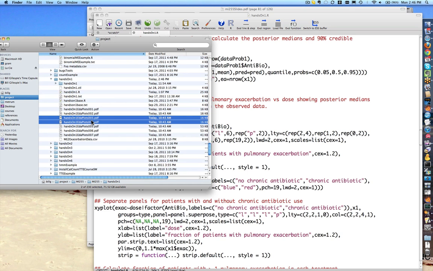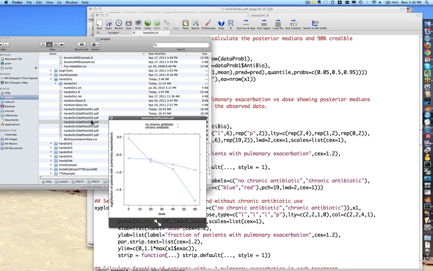Let's see, which one of these is that? Oh, wrong place.